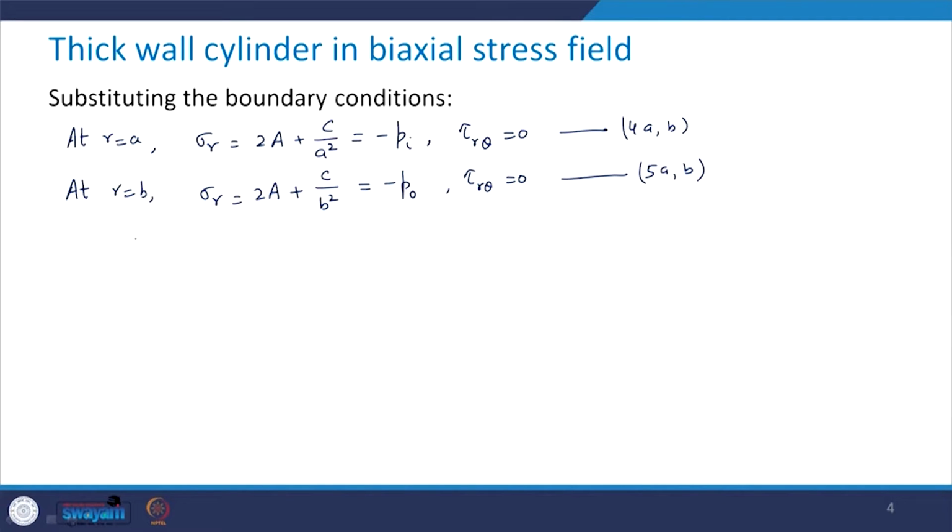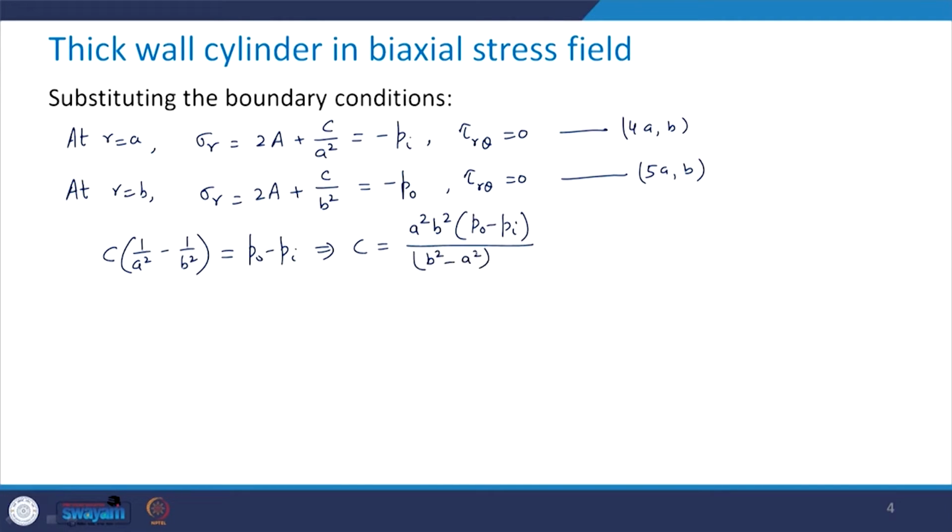So that's what c into 1 upon a square minus 1 upon b square, we can write it as p naught minus pi. Just substitute these two equations, and from here you will get c as a square b square into p naught minus pi divided by b square minus a square. That's 6a.